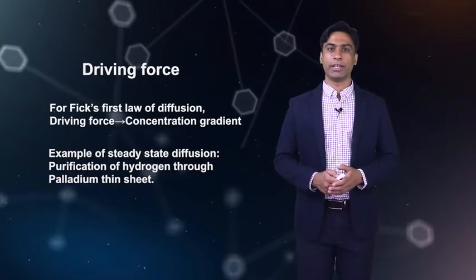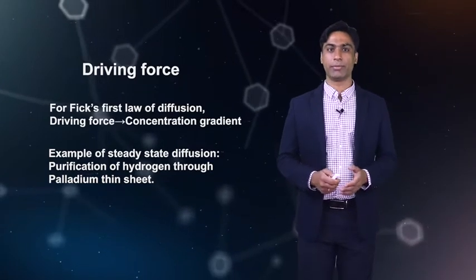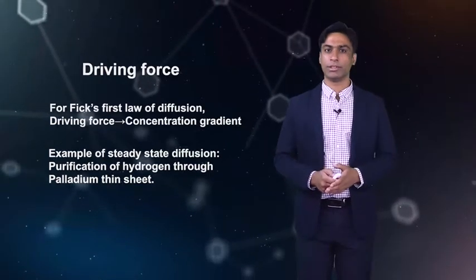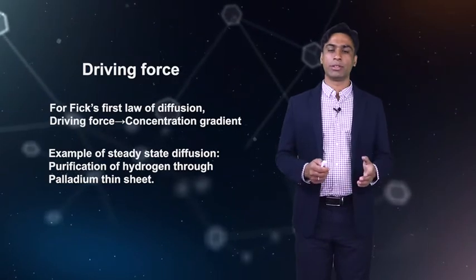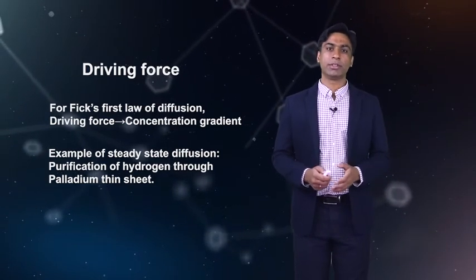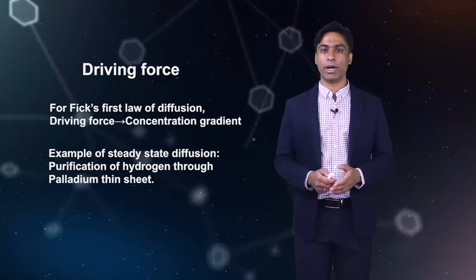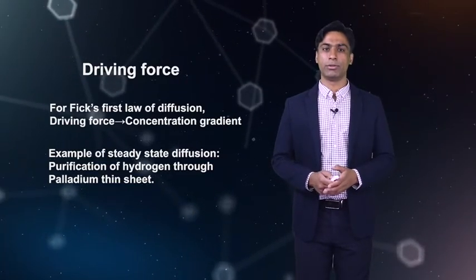Purification of hydrogen gas is one of the practical examples of steady-state diffusion. Here, one side of a thin palladium sheet is exposed to a mixture of gases composed of hydrogen, nitrogen, oxygen, and water vapor. Hydrogen selectively diffuses through the palladium sheet to the opposite side, which is maintained at a constant and low hydrogen pressure.